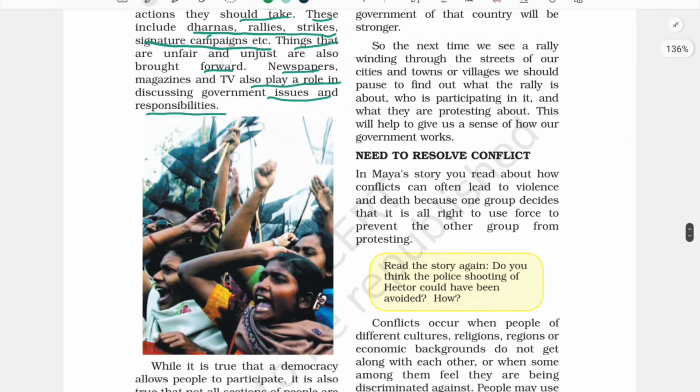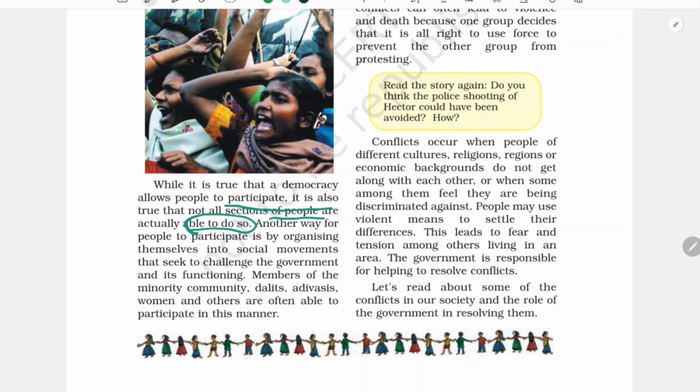Okay, while it is true that a democracy allows people to participate, it is also true that not all sections of people are actually able to do so. One more important thing is that if the citizens are alert and interested, only then are they participating, otherwise they are not. And there are some sections of people, again the poor sections or the minority section or the women, who are not participating due to the lack of organization. But how will you make them participate?